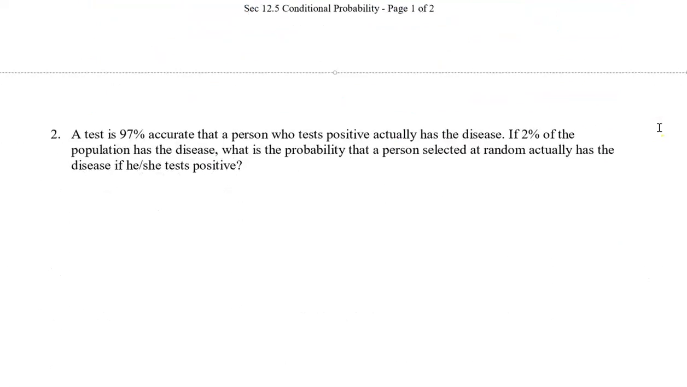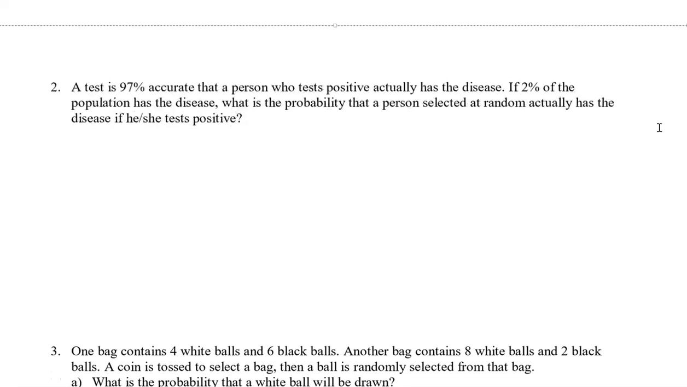Let's take a look at another problem. So this is quite a common one that you'll see quite often. A test is 97% accurate that a person who tests positive actually has the disease. If 2% of the population has the disease, what is the probability that a person selected at random actually has the disease if he or she tested positive?